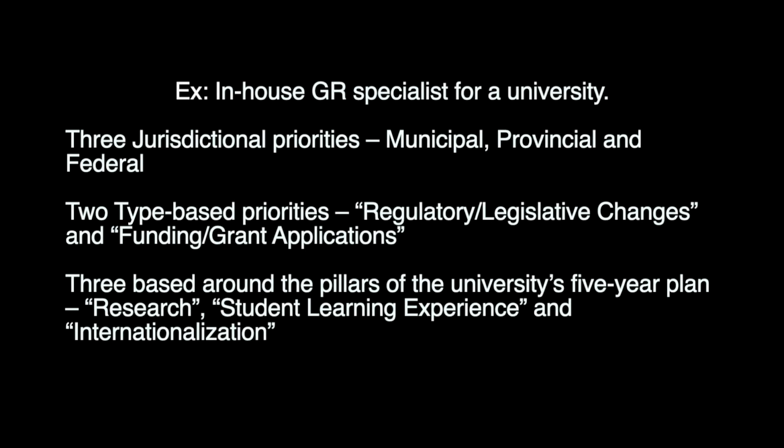Let's say you work in-house for a university. In this instance, you might set up 3 jurisdictional priorities, 2 type-based priorities, and 3 based around the pillars of the university's own 5-year plan. For our purpose, let's call these research, student experience, and internationalization.